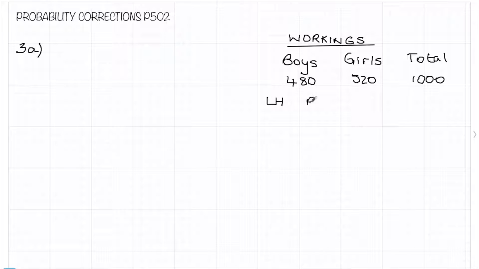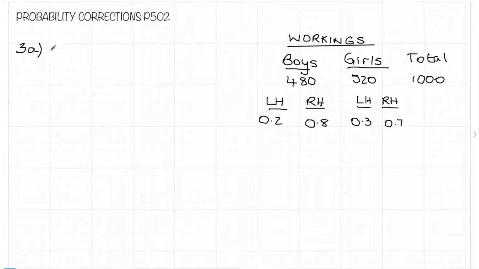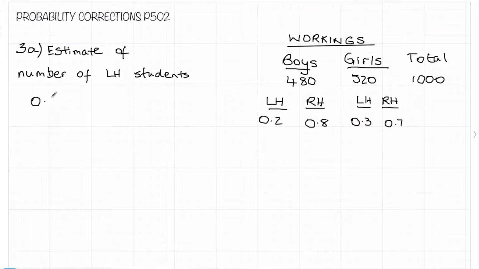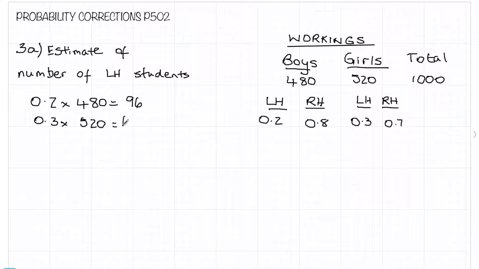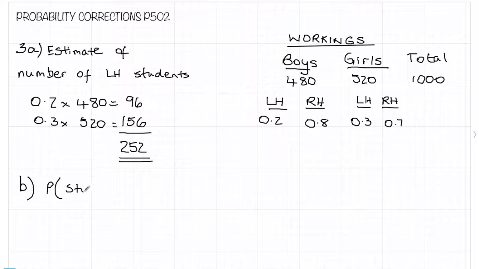You've got boys and girls, left-handed and right-handed. In part A you have to estimate the number of left-handed students. So separate that out into finding the estimate of the number of left-handed students for boys, and then do the same for the girls and add them together. So probability of a left-handed boy is 0.2 times 480 boys is 96. For girls, probability left-handed is 0.3 times 520 is 156. So the total is 252.